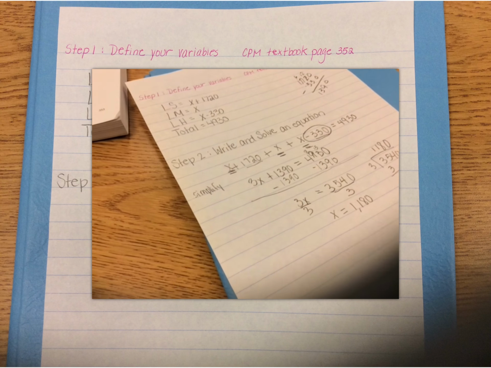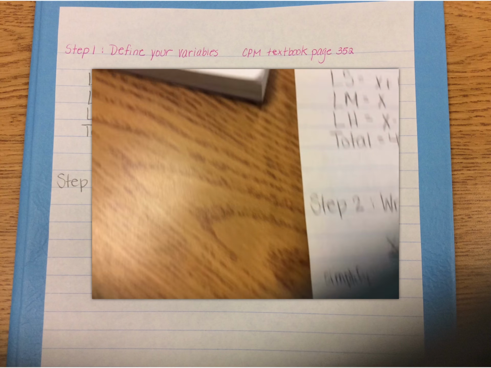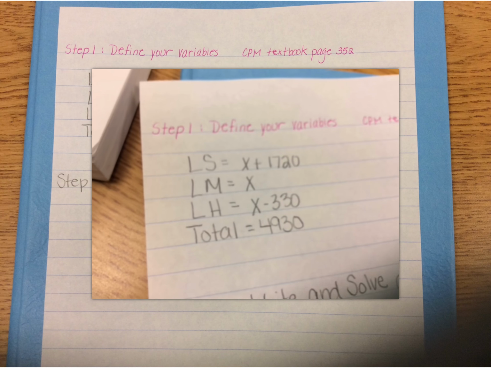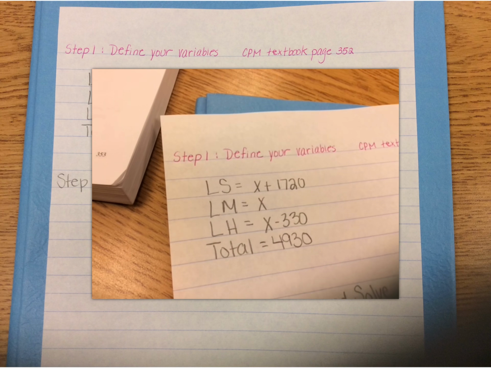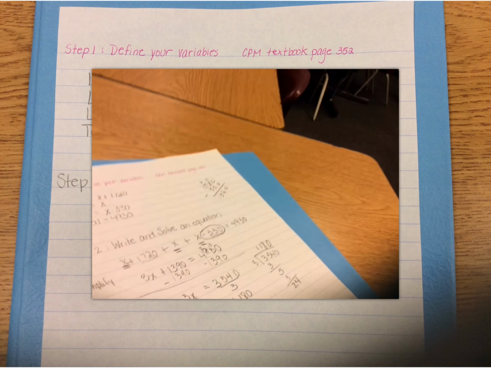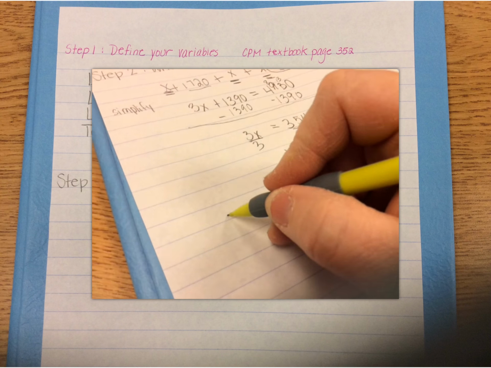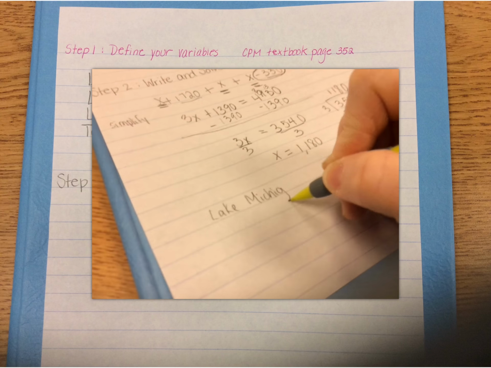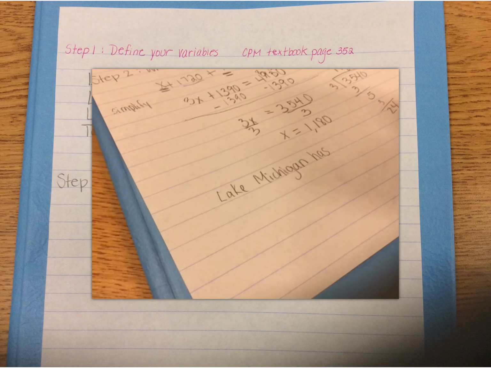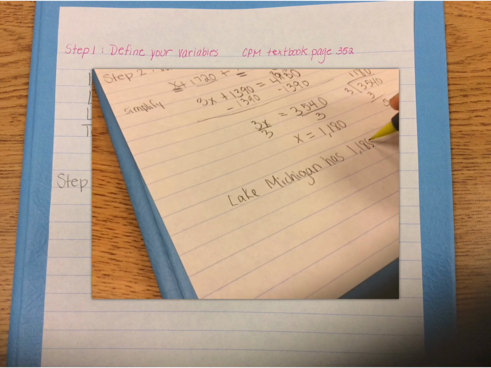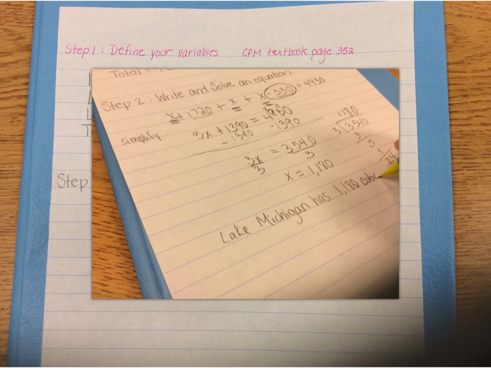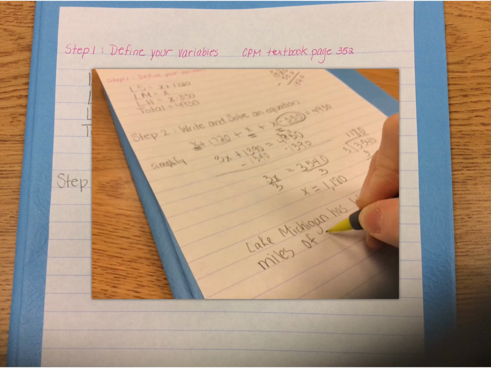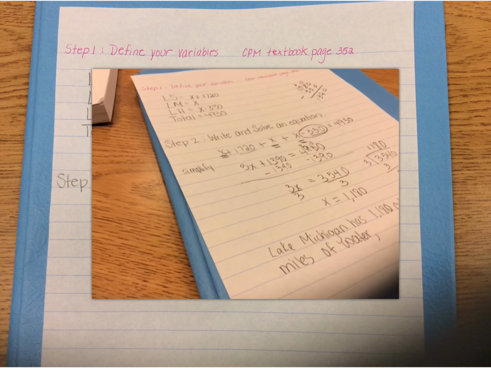So it's going to be 1,180. So what does that represent? Well, that is x, and x up here was Lake Michigan. So now we know that Lake Michigan has 1,180 cubic miles of water. But we have to find out the other ones.